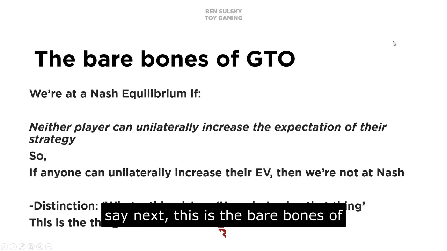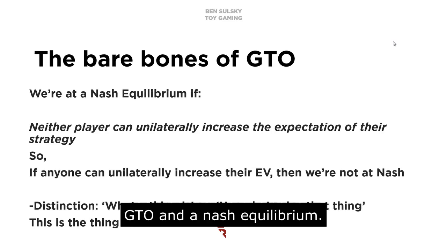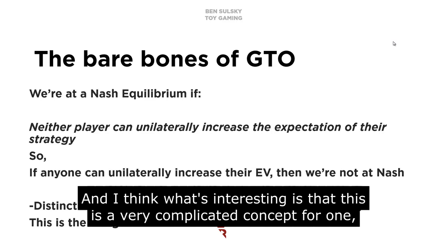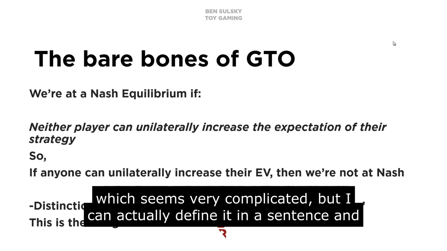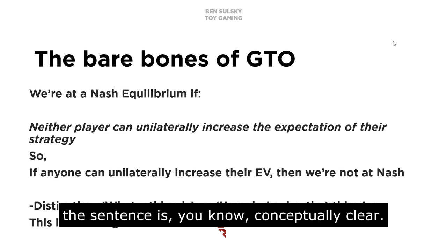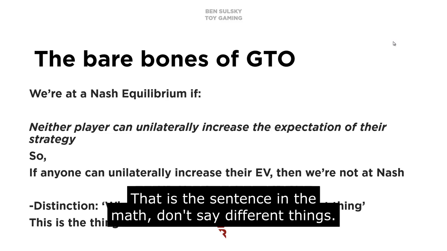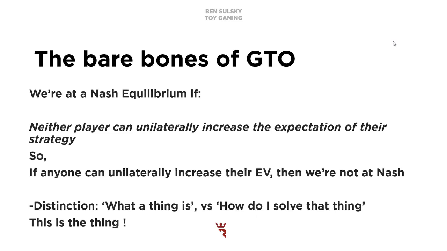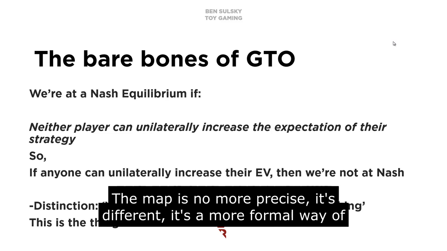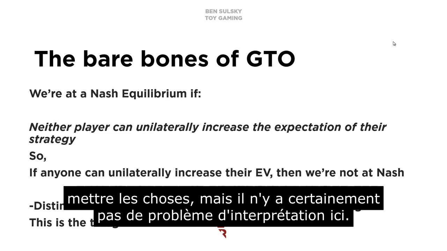Next. This is the bare bones of GTO and of Nash equilibrium. And I think what's interesting is that this is a very complicated concept, or one which seems very complicated, but I can actually define it in a sentence. And the sentence is conceptually clear. That is, the sentence and the math don't say different things. The math is more precise. It's a more formal way of putting things, but there's no interpretive issue here, certainly.